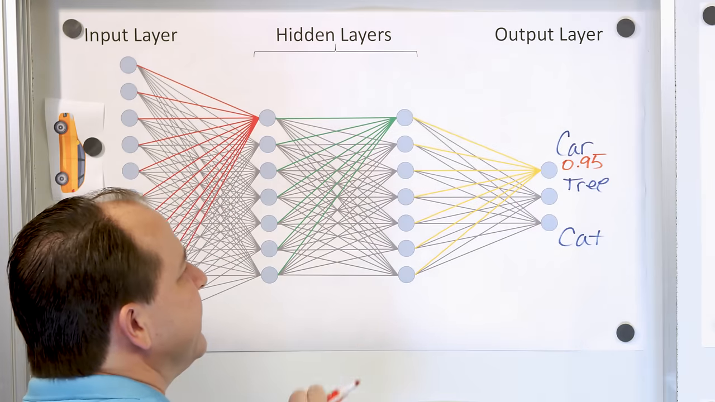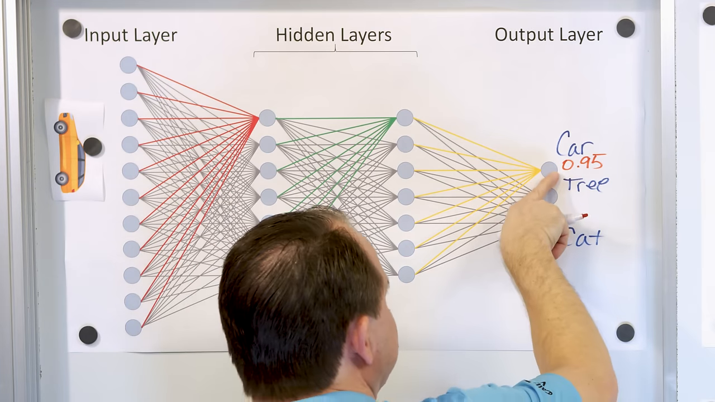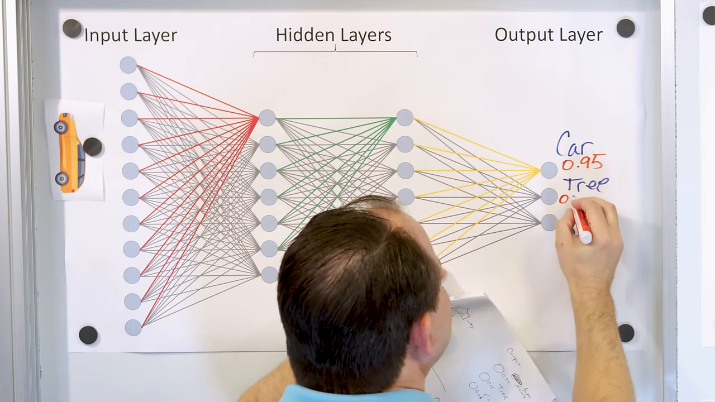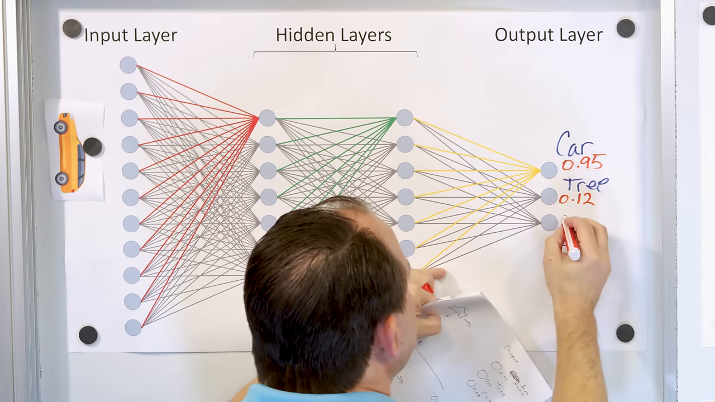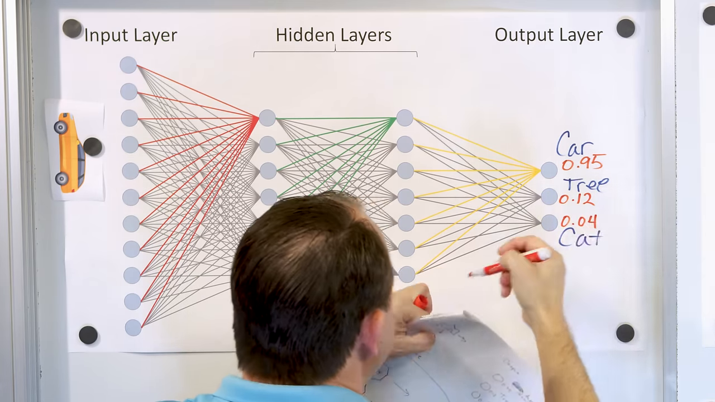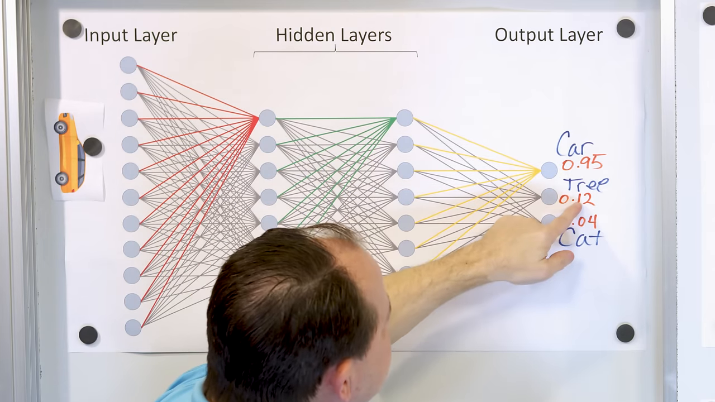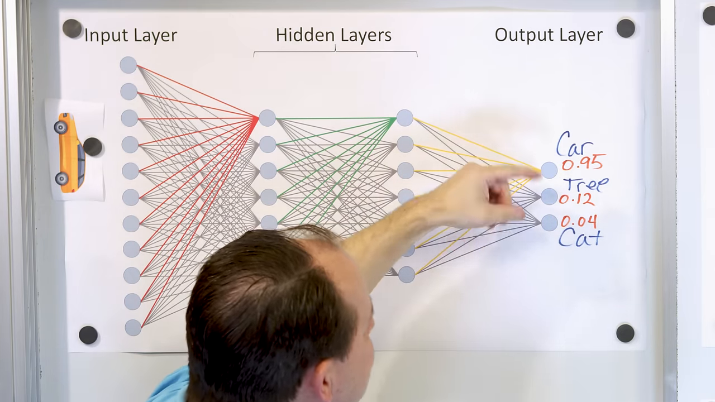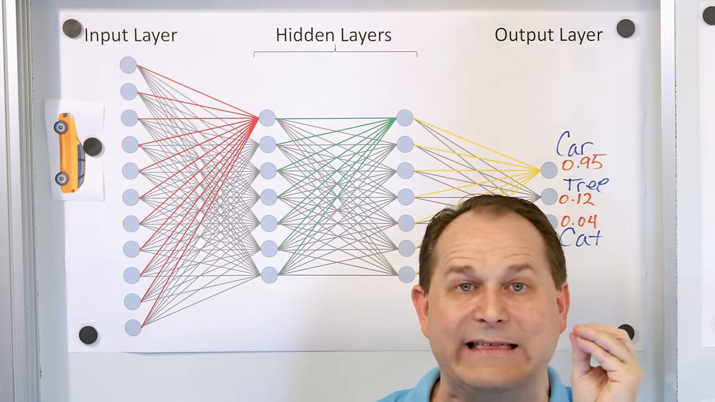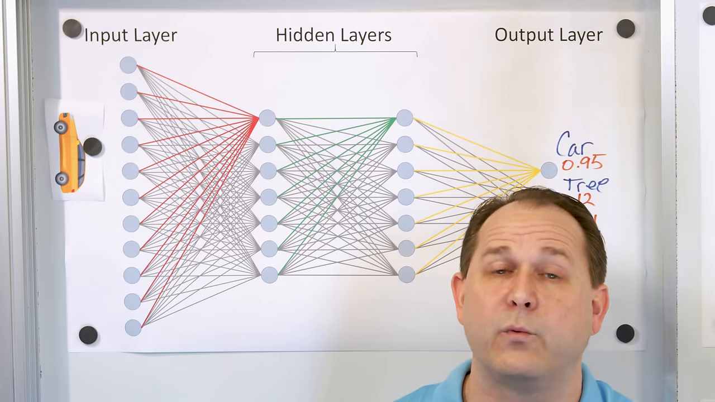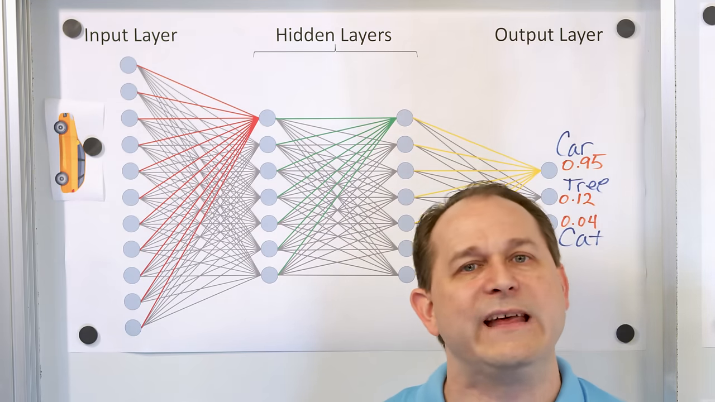Then you would want something like 0.95 for this neuron here. And then the tree neuron, you want it to say something like 0.12, and the cat neuron, maybe 0.04 or something. Then when you look at the output, you would say, well, this is very close to one. These two are very low. And then all you would have to do is look and say, I'm just going to take the highest value that comes out of the output of the network. And I'm going to say that is what the network has decided this image is.